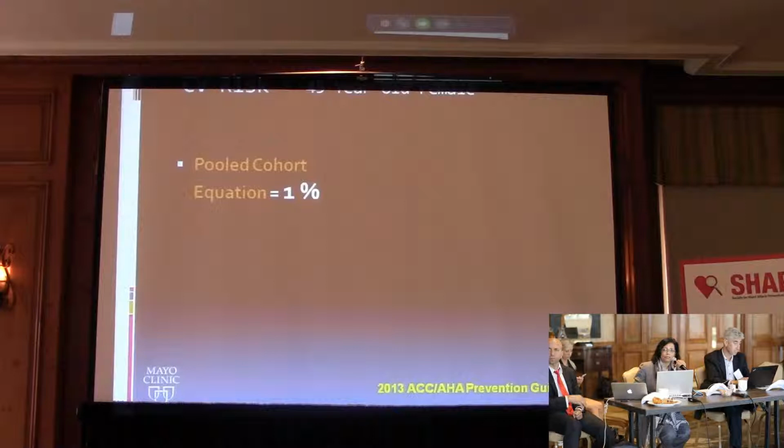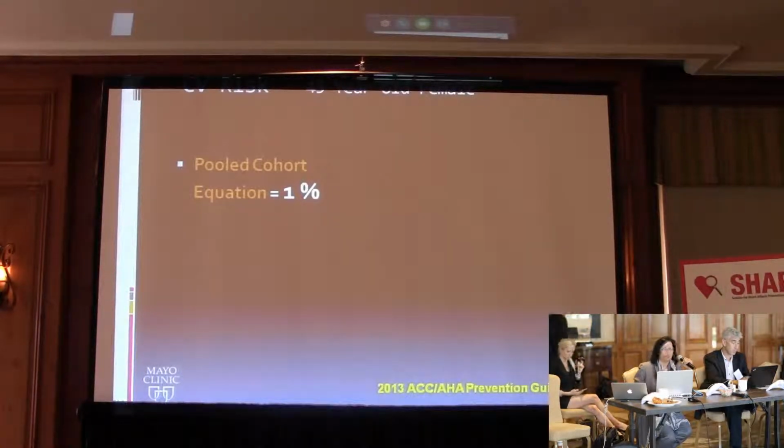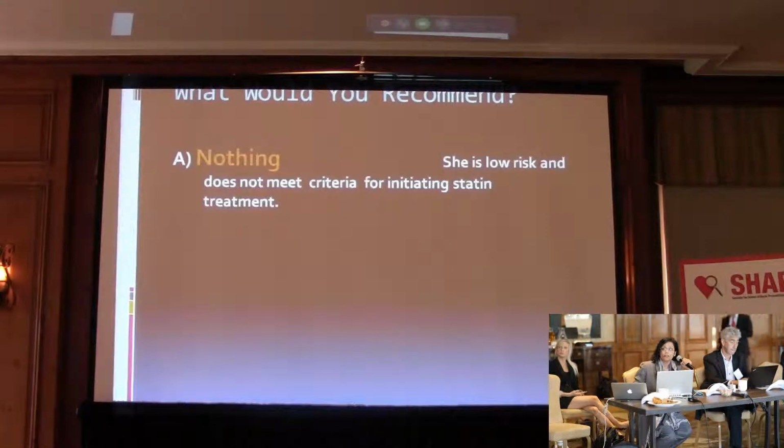So when I put her numbers in, including the fact that she's hypertensive on medication, I get a pooled cohort risk equation of 1%. So for a 45-year-old woman, a pooled cohort equation would still give it a 1% risk. It actually is less than 1%. It's hard to determine much from that. So what should I do?